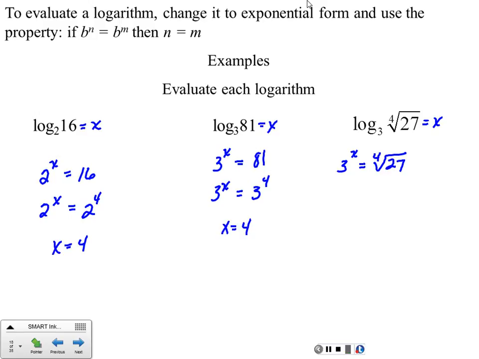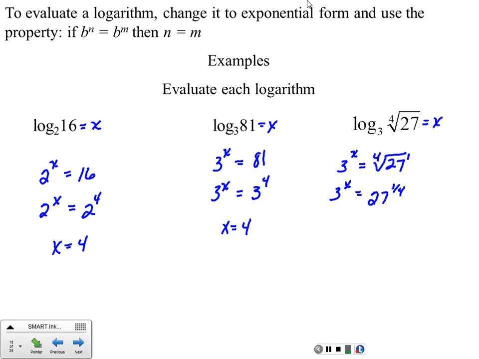You may have forgotten, but in order to use the property that we learned in 10.1, we need to turn this radical to exponential form. So to change the 4th root of 27 to exponential form, it's going to be 27 to the 1/4 power. Do you remember that? Power over index. Remember, this is 27 to the 1st power, and so 27 is your base, and you have your power over your index, so it's going to turn it into 27 to the 1/4 power.